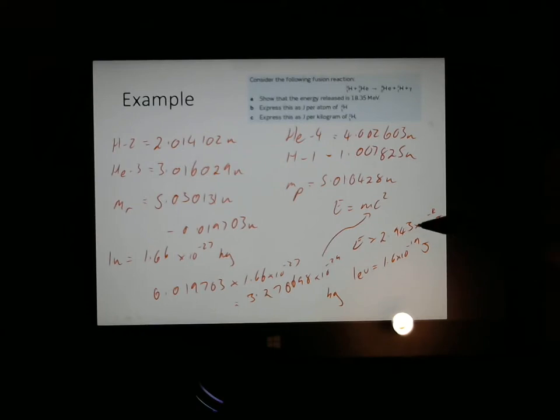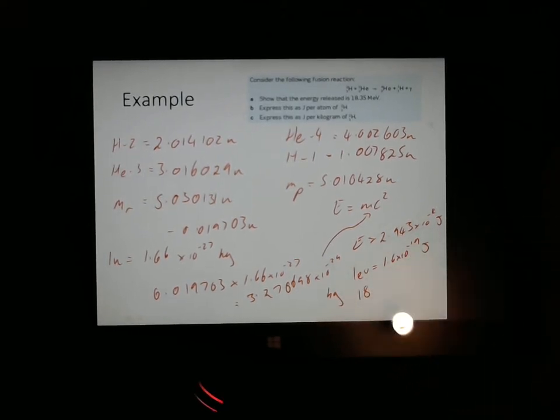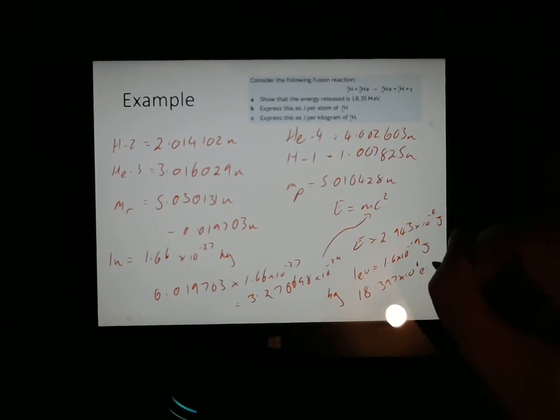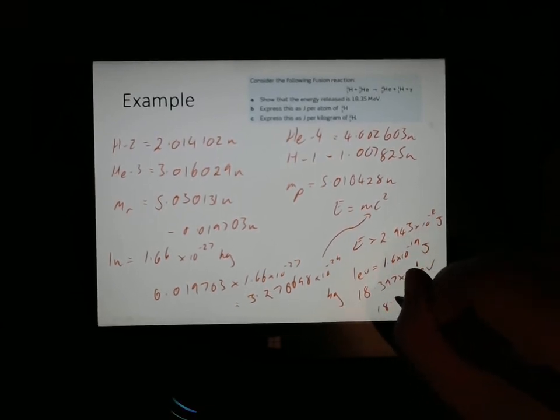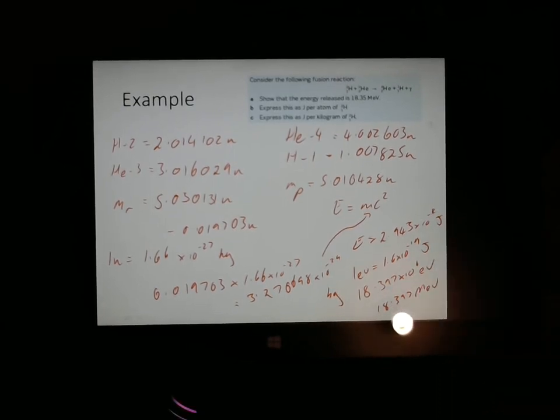So I'm going to divide my answer in joules by my electron volt constant, 1.6 times 10 to the negative 19. We get, well, this is good, we're on the right track, 18. It's 18 times 10 to the 6. Let's round it off to 4 figures, because what are we trying to prove it equals? We're trying to prove it equals 18.35. We get 18.397 times 10 to the 6 electron volts. Now 10 to the power of 6 is mega. 18.397 mega electron volts.